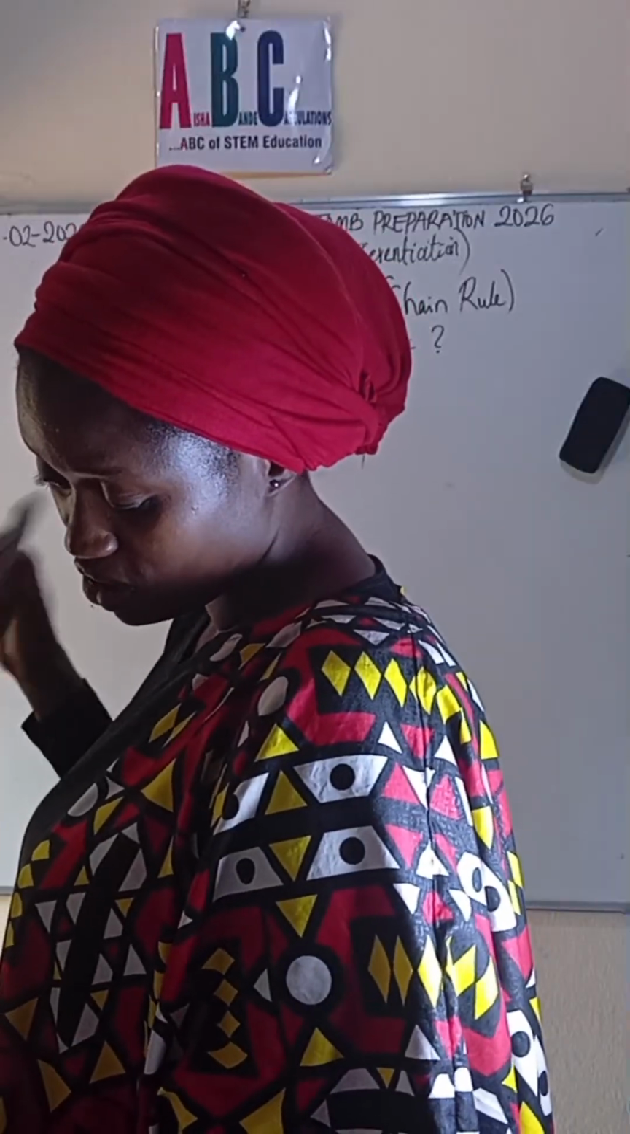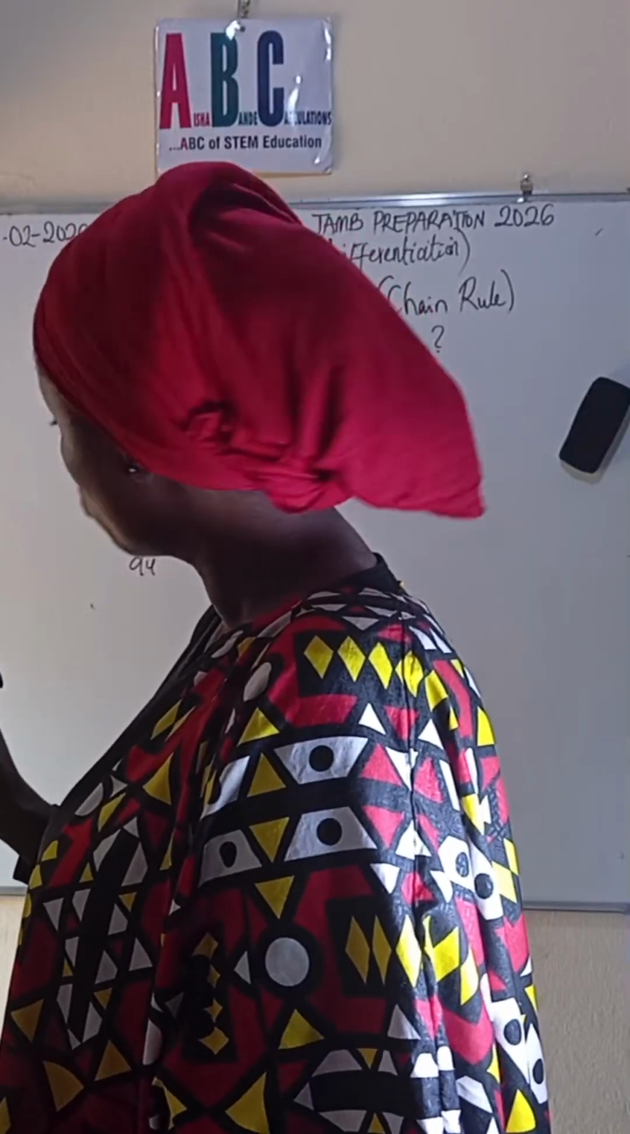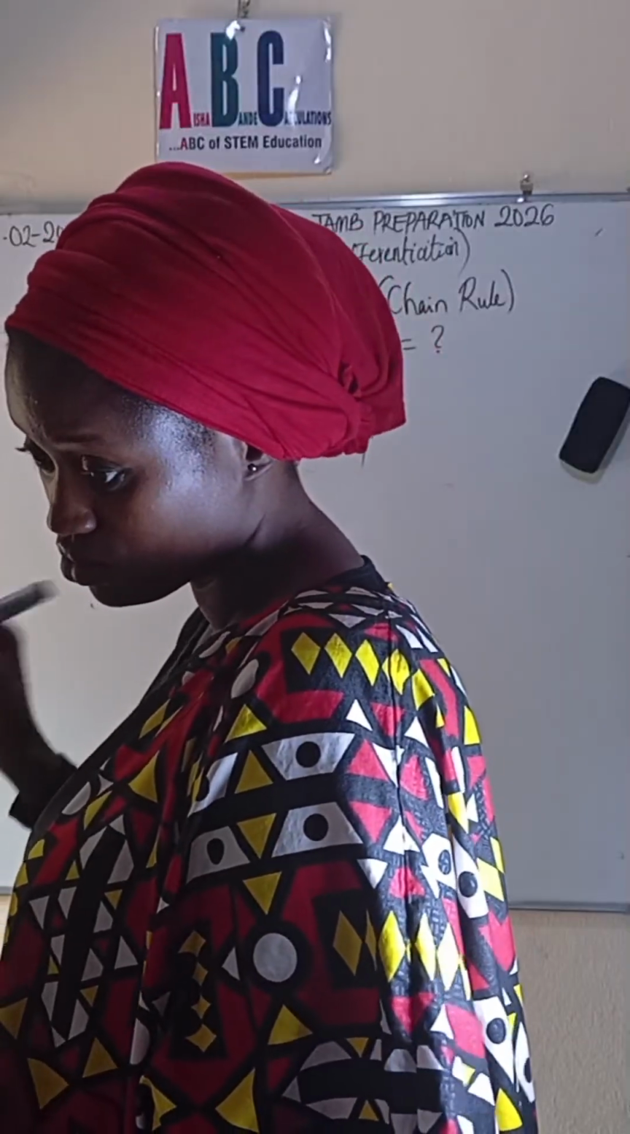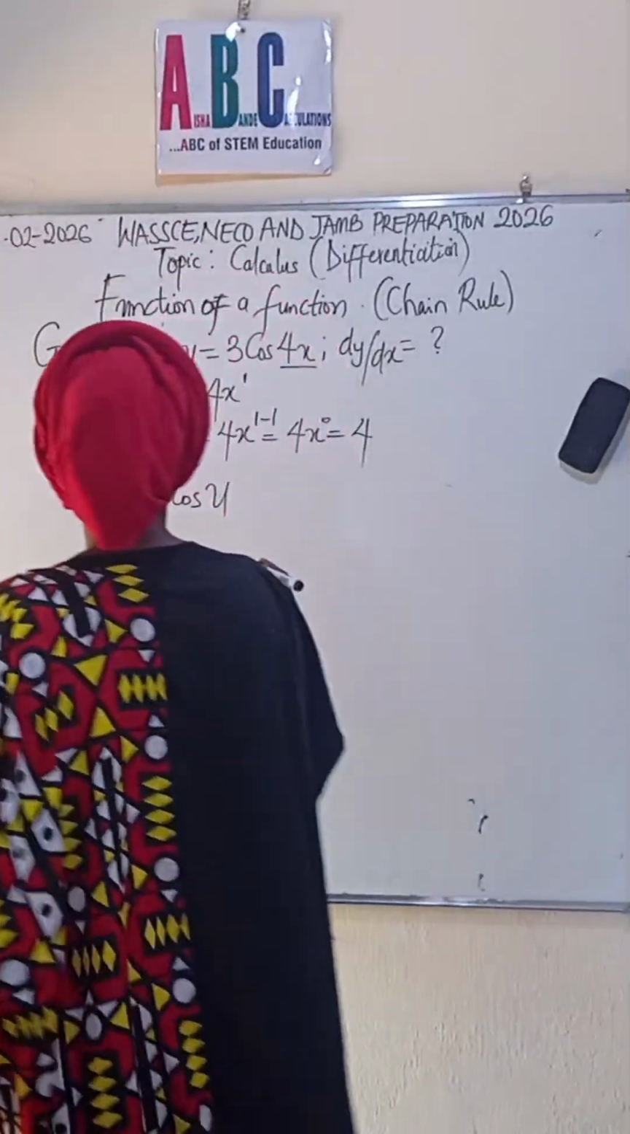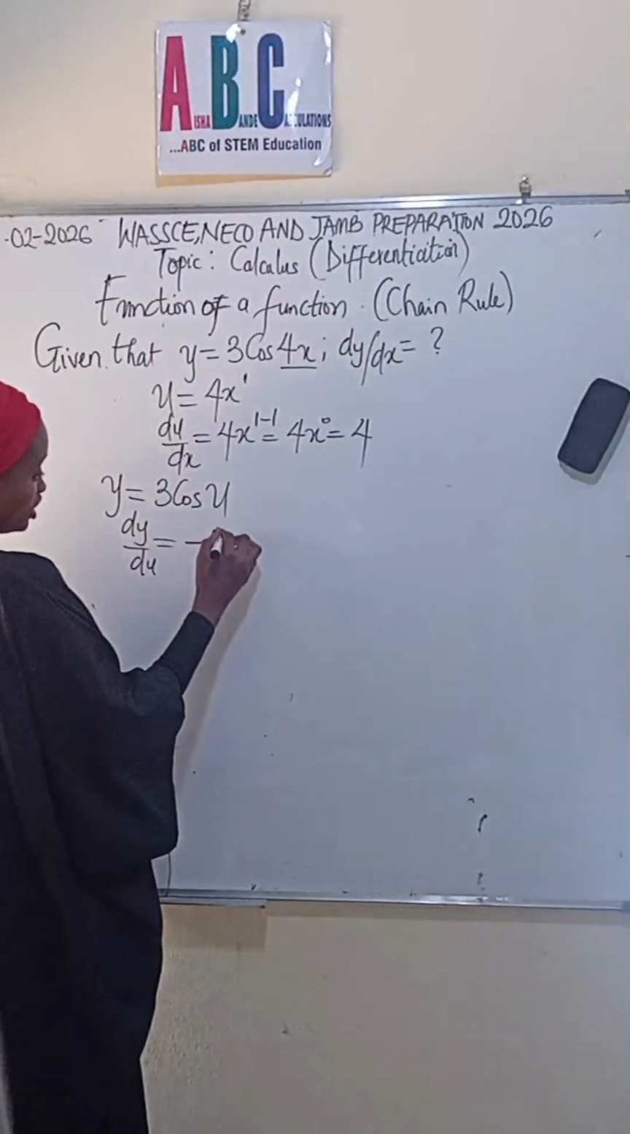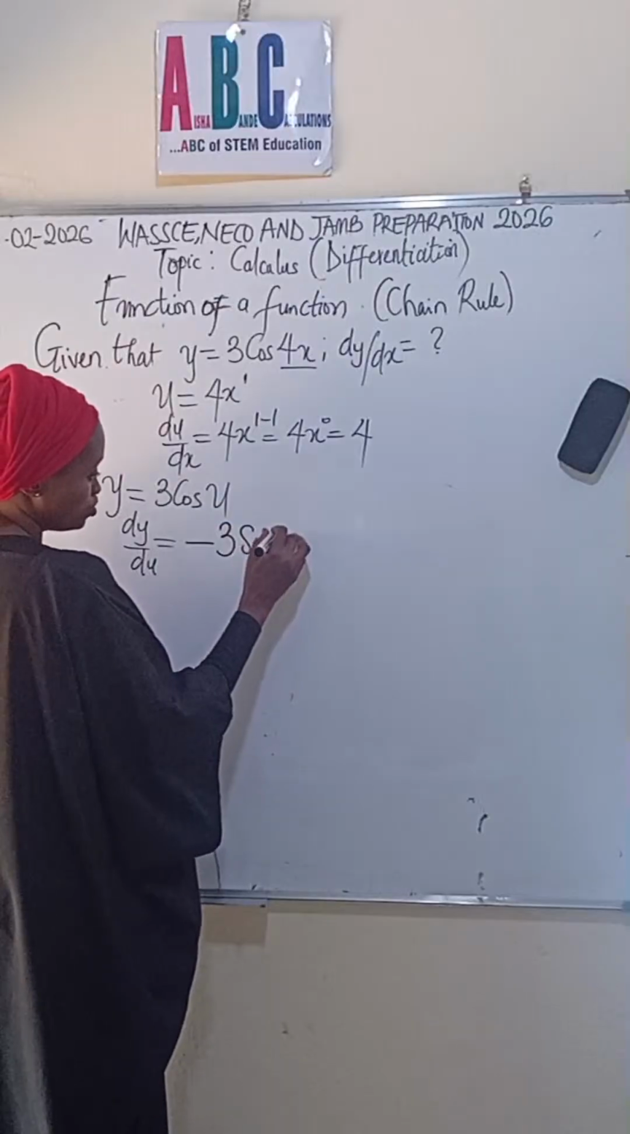Tell me. For those that took the screenshot or wrote it down the other time, what do we have? If we differentiate cos u, what do you have? Okay, this is 3 cos u. What do we have? Minus sine. Thank you. So this becomes what? Minus. So there is a 3 here. So this is 3 sine u.